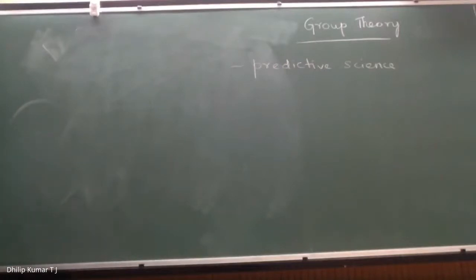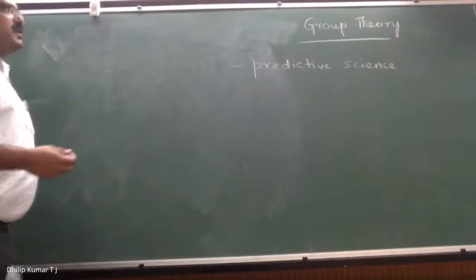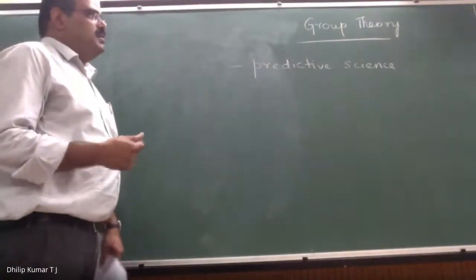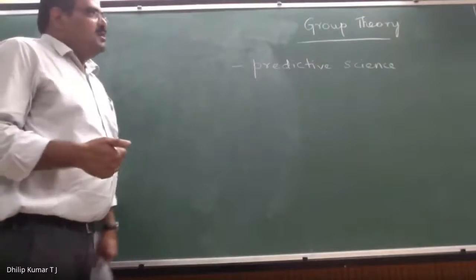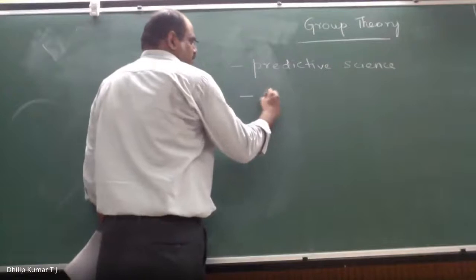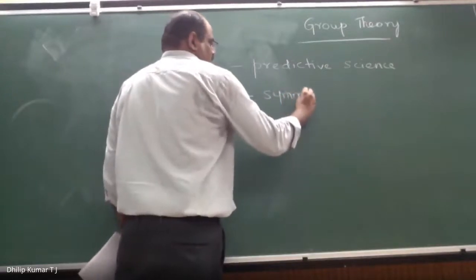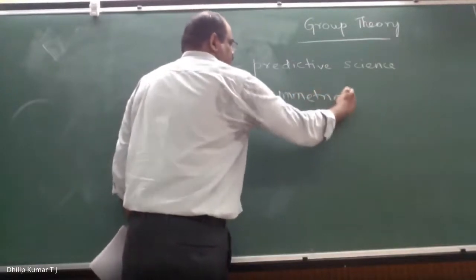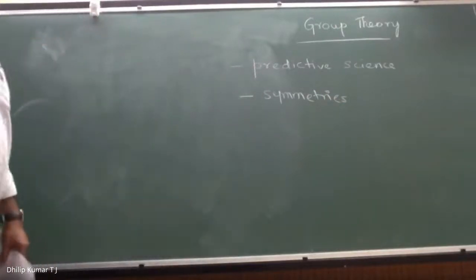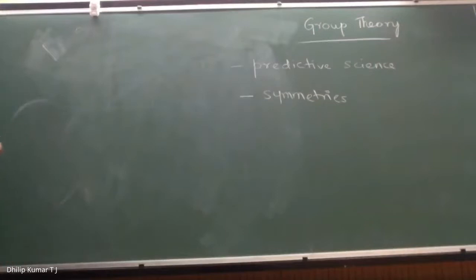Also, it gives the symmetries of electronic structure. One can know the symmetries of orbitals and vibrational modes. So one can find out the symmetries of various orbitals, the nuclear motion, and electronic motion. These things you can predict using group theory.